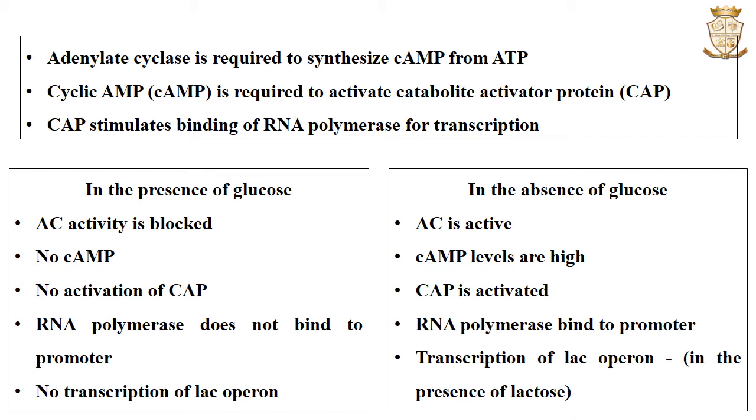The first condition is there should be no glucose available. The absence of glucose is the first factor. And the second factor is that lactose must be available. So only in the presence of lactose and in the absence of glucose, the Lac Operon will be activated, and the enzymes required for lactose metabolism will be synthesized, and then only the bacteria will be able to grow by utilizing lactose.